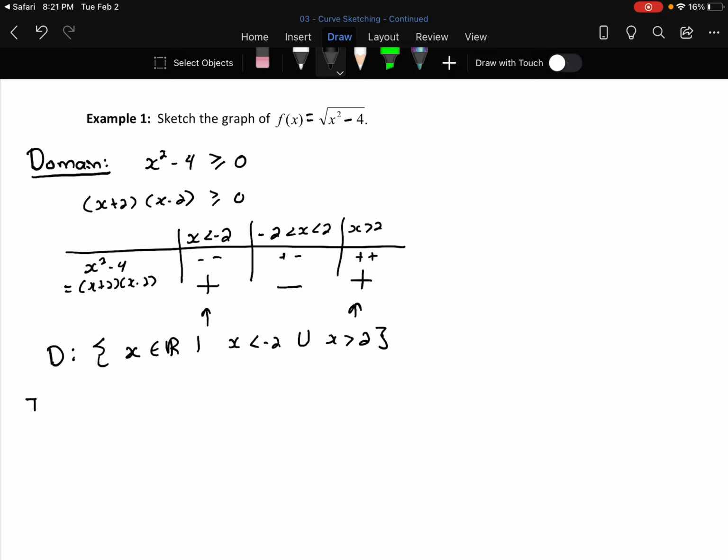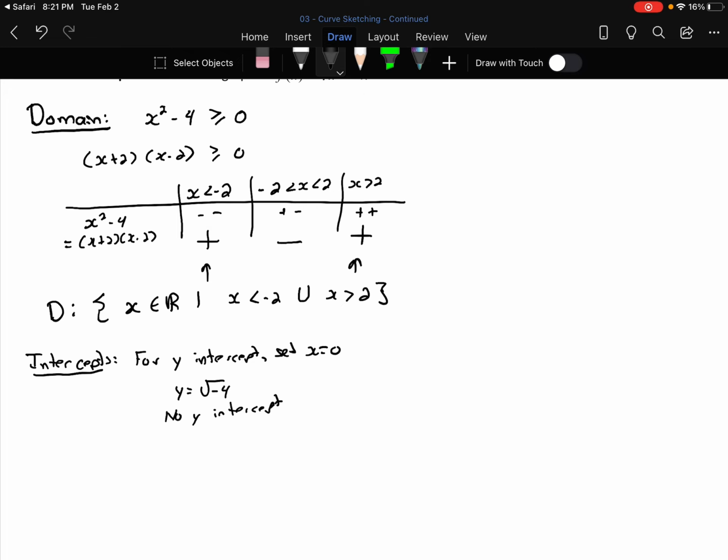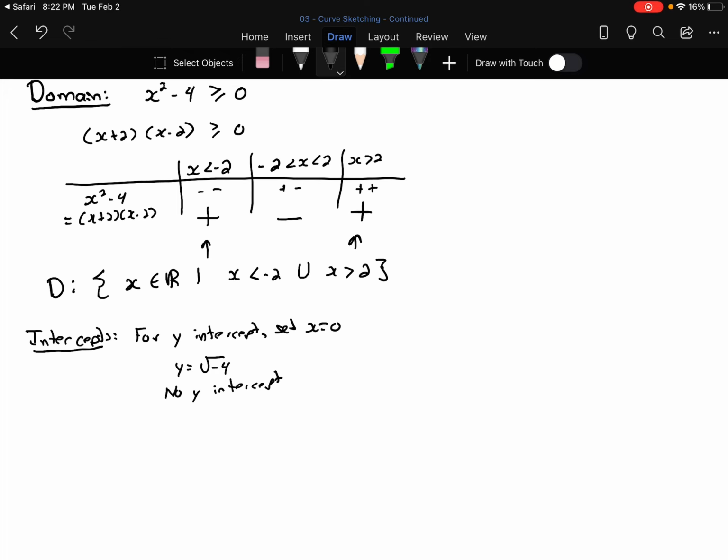So then we want intercepts. That was the second category of stuff we're going to look at. So for the y-intercept, set x equal to 0. And so I get y equals the square root of negative 4. So no y-intercept. You can't do the square root of negative 4. Maybe we should have seen that coming. If the domain does not exist between negative 2 and 2, like if there's no x values allowed between negative 2 and 2, then of course there's going to be no y-intercept. But here, we reconfirmed that.